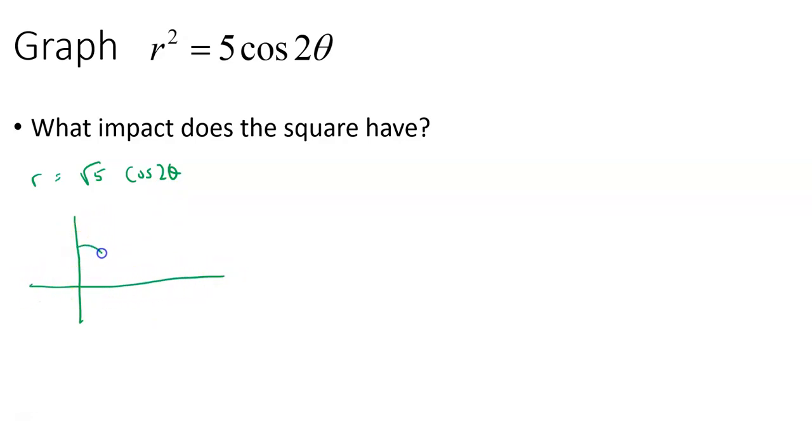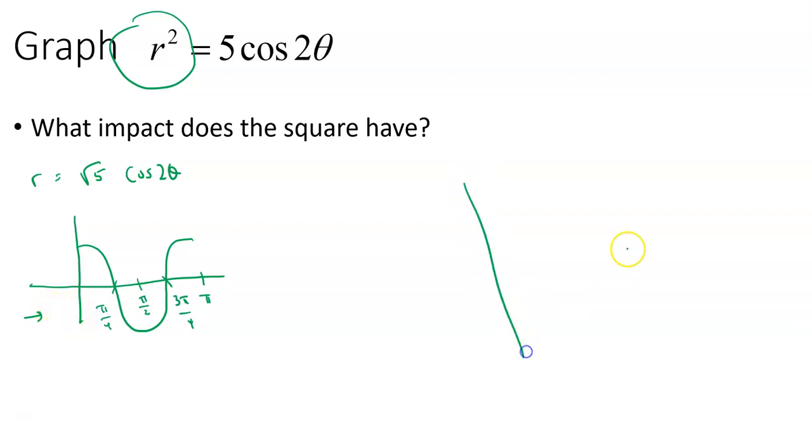So cosine 2 theta is going to look like this from 0 to pi, and then it's going to repeat from pi to 2 pi. So nice and easy, right? That's pi over 2, pi over 4, 3 pi over 4. Here's our challenge. The equation says r squared equals 5 cosine 2 theta. Well, r squared doesn't exist down here, which means the graph doesn't exist between pi over 4 and 3 pi over 4. So the radius is the square root of 5.